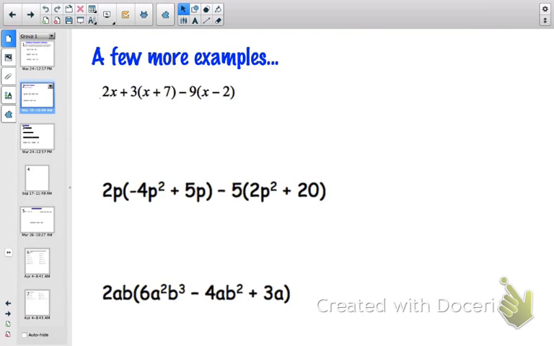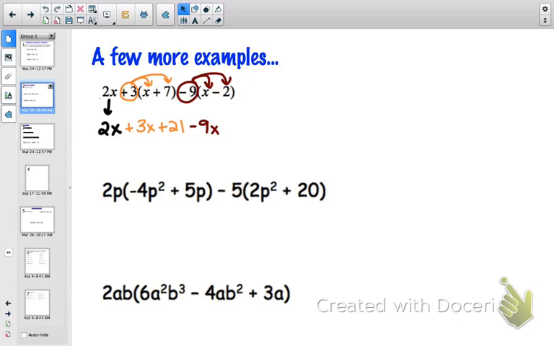Couple more examples. We have to do the distributive property twice in the first 2 problems. So it looks like we're going to have to distribute that 3, but first we need to make sure we bring down that 2x. We can't forget about it. All right, so distribute the 3. There's no variable to distribute, so we don't have to worry about adding any exponents. 3 times x is 3x, and 3 times 7 is 21. Next, we're going to distribute the negative 9 to both terms.